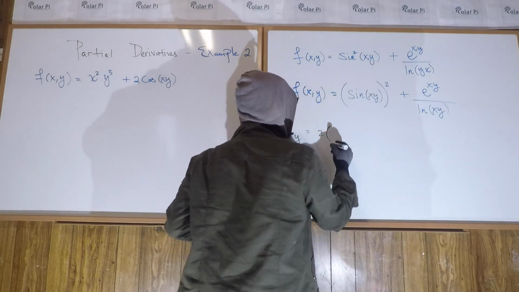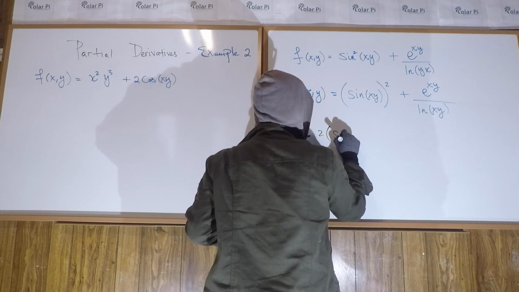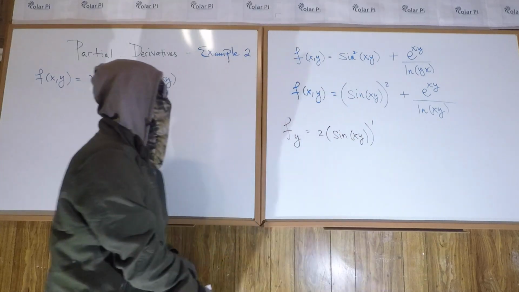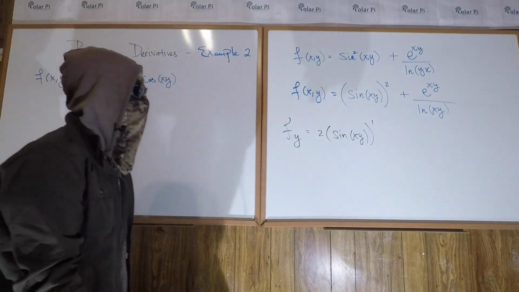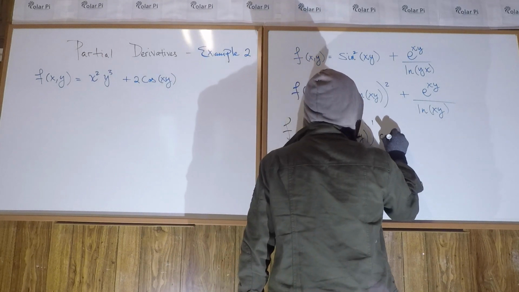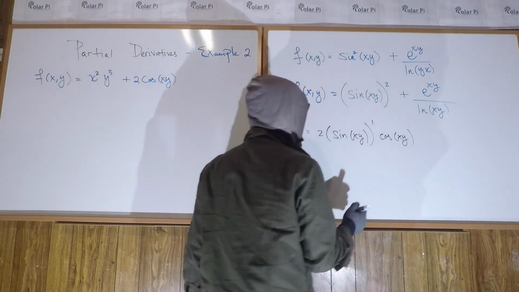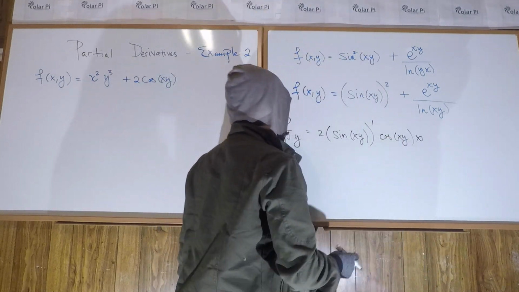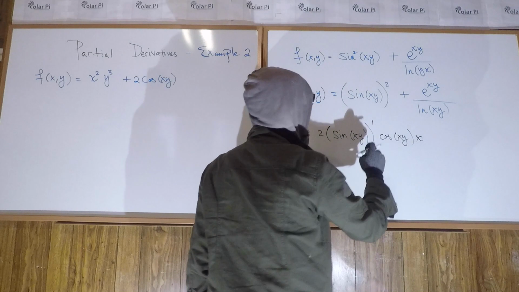So taking care of that power, that would mean 2 times sine of xy to the first power, and I probably could get away without writing that one, but I want to be very clear. And then the derivative of this is cosine of xy, times the constant here, which we said is x, so times x. And so that means we're done with this part.